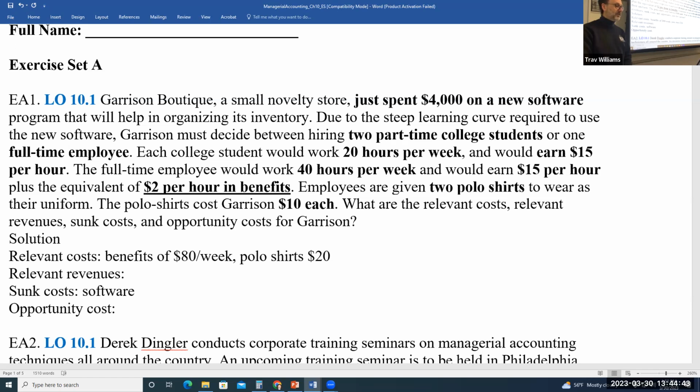Is there any difference in revenue? I didn't see anything about revenue. And there were really no opportunity costs mentioned here. So that's basically it. So we had relevant costs being the benefits and the polo shirts, sunk costs for the software. Any questions or comments?